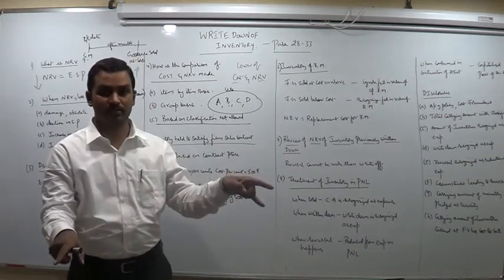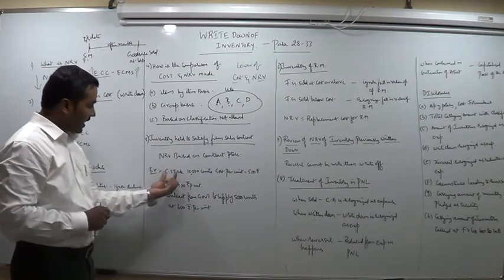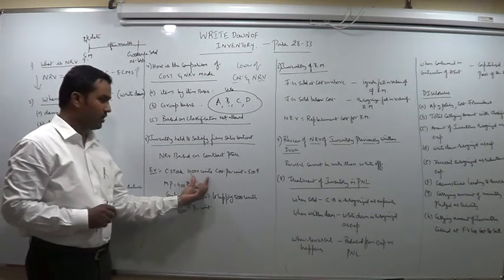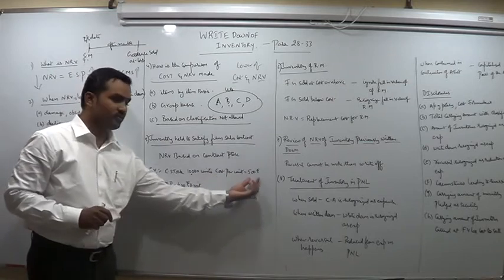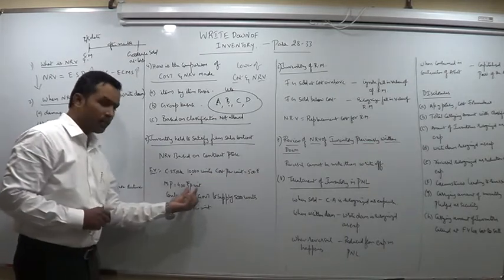It should not be based on market price. Okay, so there is an example here. I have a closing stock of 10,000 units on balance sheet date. Cost per unit is 500 rupees. Market price is 400 rupees.